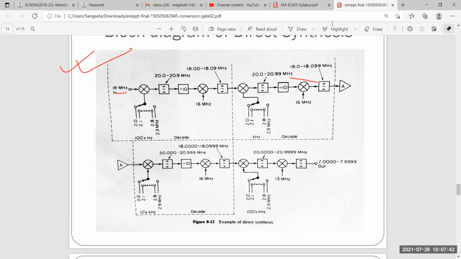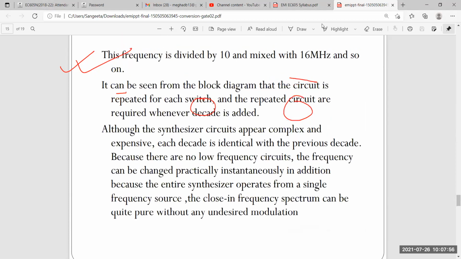Okay, and see the 16 megahertz, where it is taken. And 10 sections, 10 frequencies, selected frequencies they have taken. So every time you can see here, it's clearly written that every time a decade is added, a repeated circuit is required. Now, although synthesizer circuits appear complex and expensive, each decade is identical with the previous decade. If you compare one decade with another decade, you can see that each decade is identical, and there are no tuned circuits, so frequency here can be changed instantaneously.